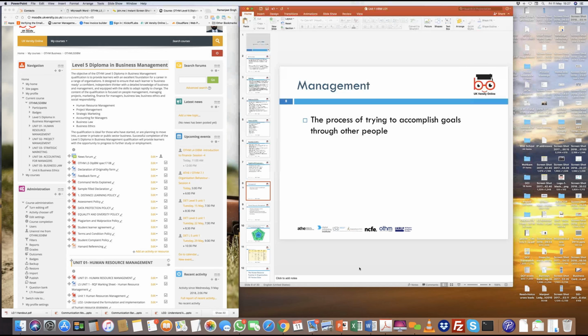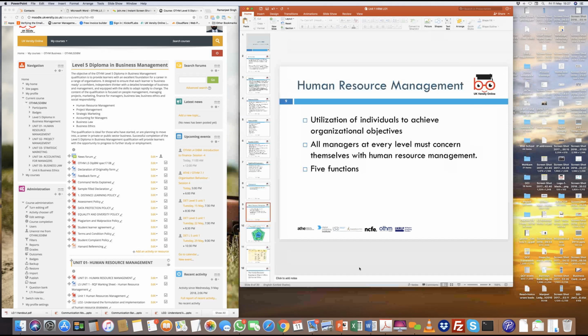And if I combine that together with human resources in terms of definition, we're looking at the utilization of people to be able to achieve objectives regularly, month on month, year on year, which is then defined as something called human resources management.